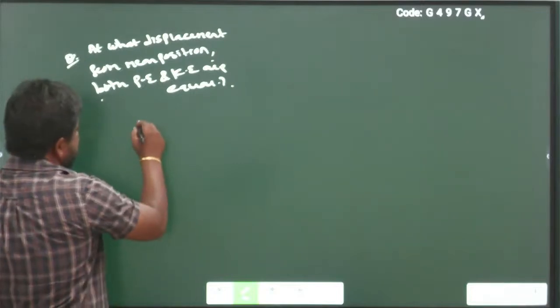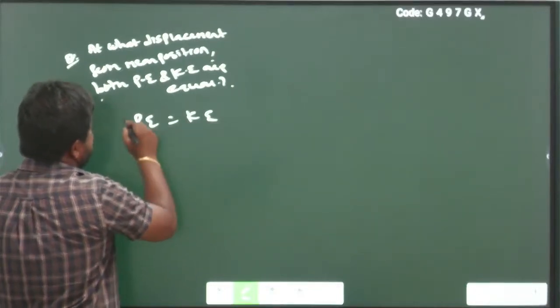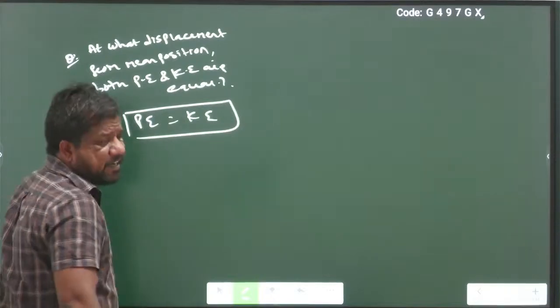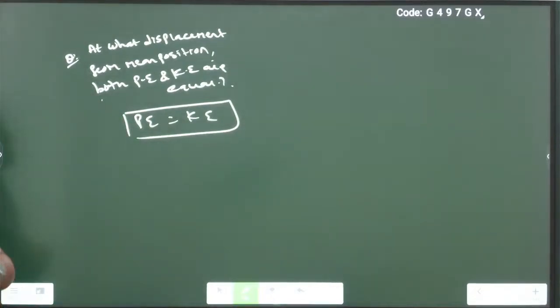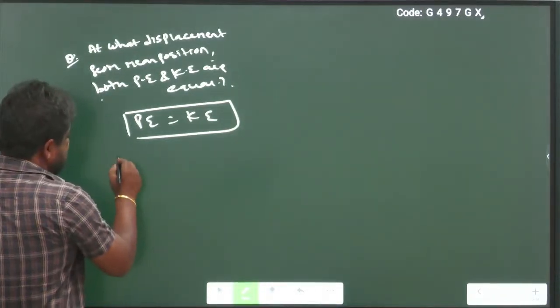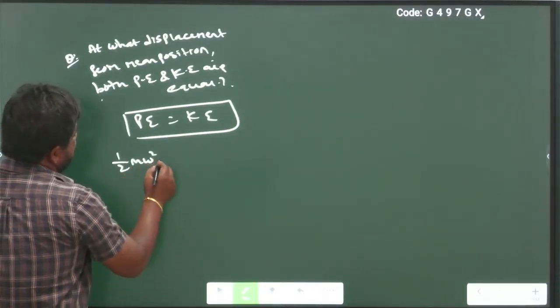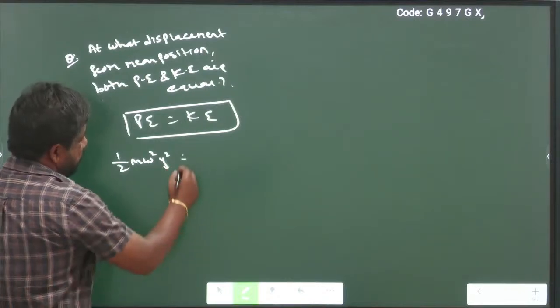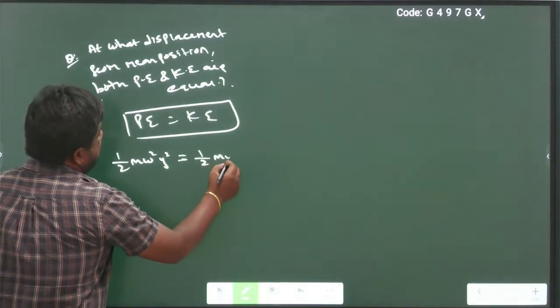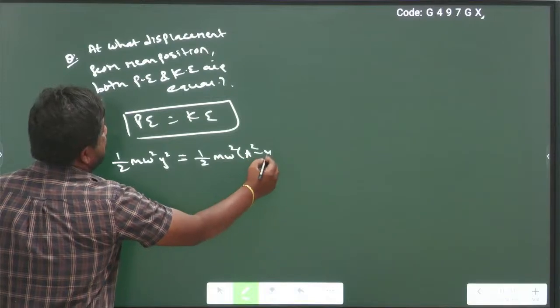Now see here, potential energy is equal to kinetic energy. The only hint given in the question is that potential energy is equal to kinetic energy. What is the formula for the potential energy? Half m omega square into y square. That is equal to half m omega square into a square minus y square.